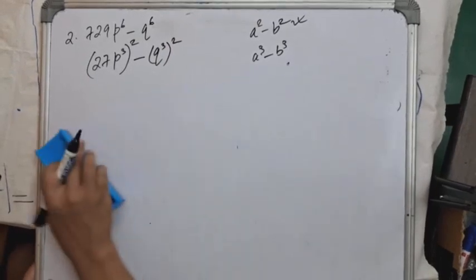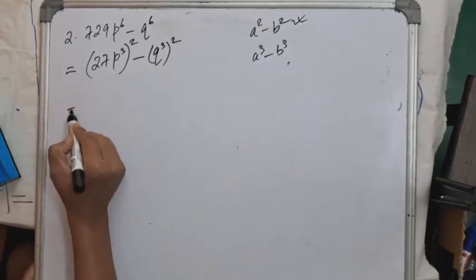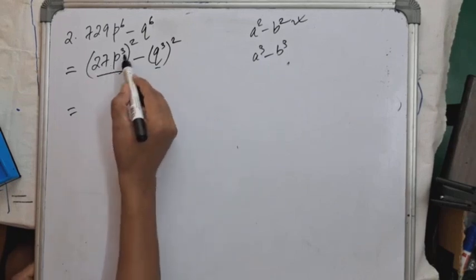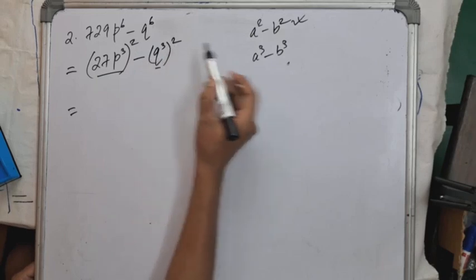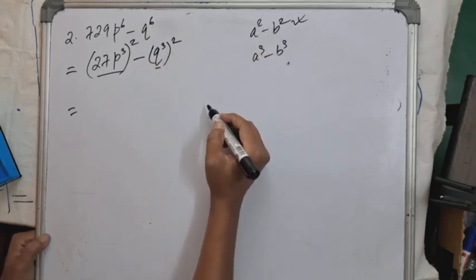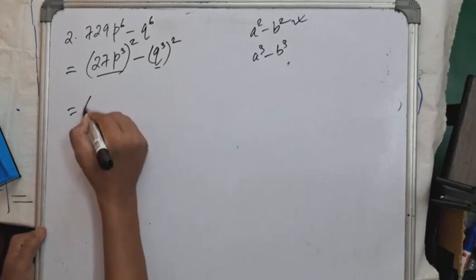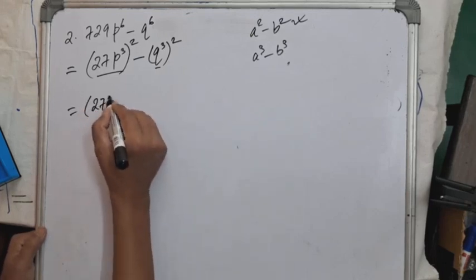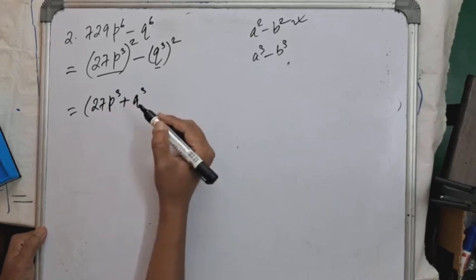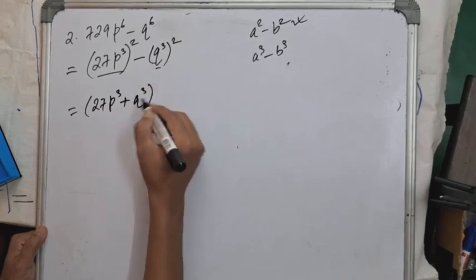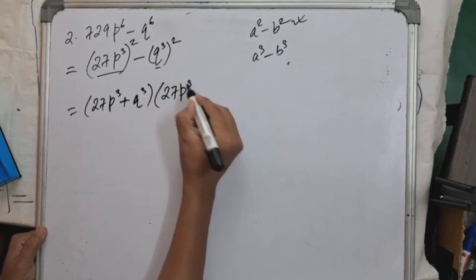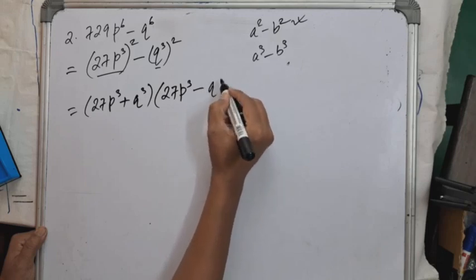Now this we assume as a and this we assume as b. This becomes a square minus b square, isn't it? A square minus b square is a plus b into a minus b. So a is 27 p cube, a plus b, q cube is b, a minus b.